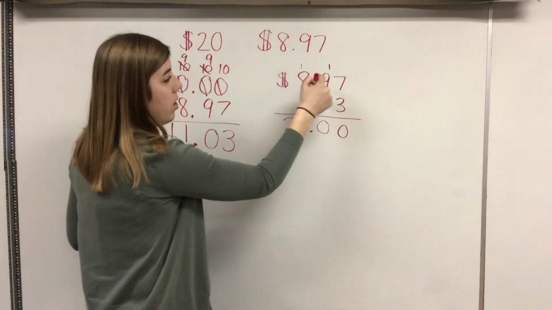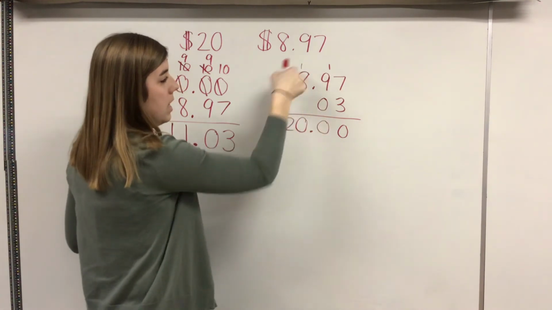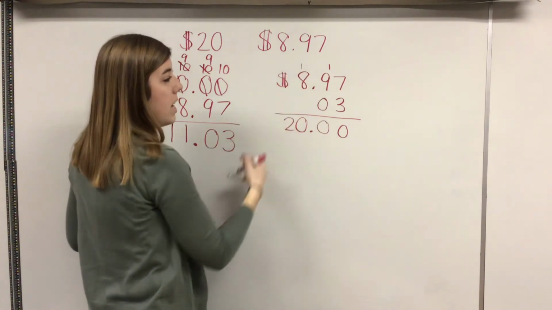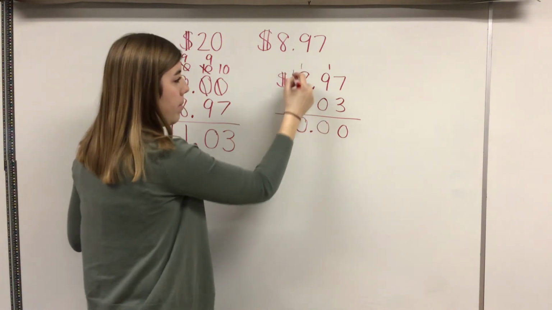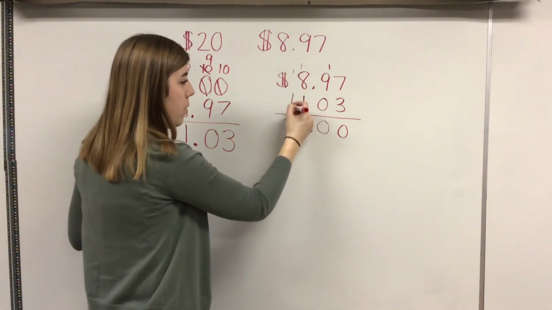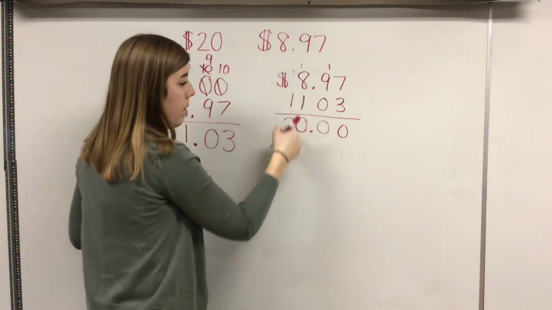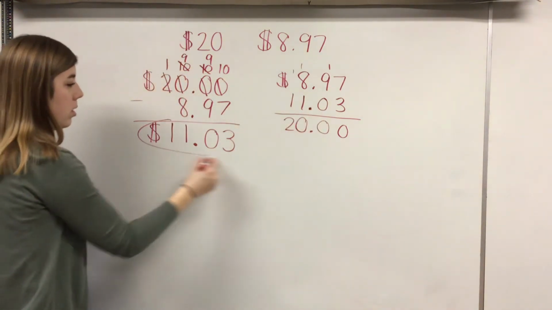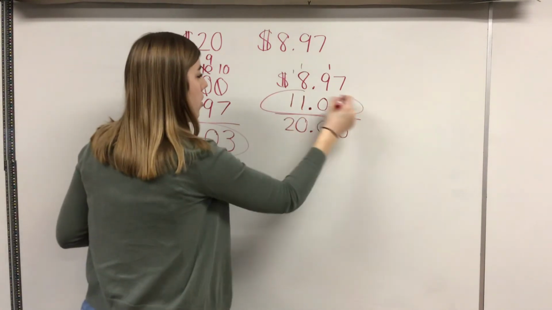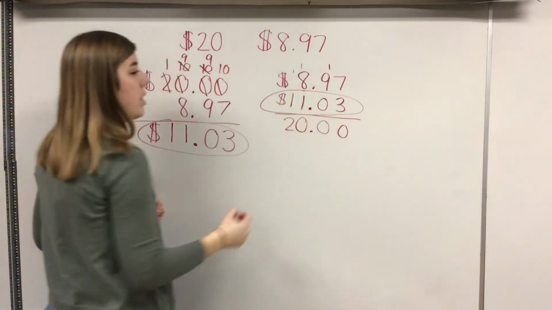Okay, I gotta remember to carry my 1 because 9 plus 1 is 10. Okay, 8 plus 1 is 9. I need 1 more to make 10. Okay, again, carry my 1. And I need a 1 right here. 1 plus 1 makes 2. So the person owes you $11.03 change, or I guess you owe that person that much change.